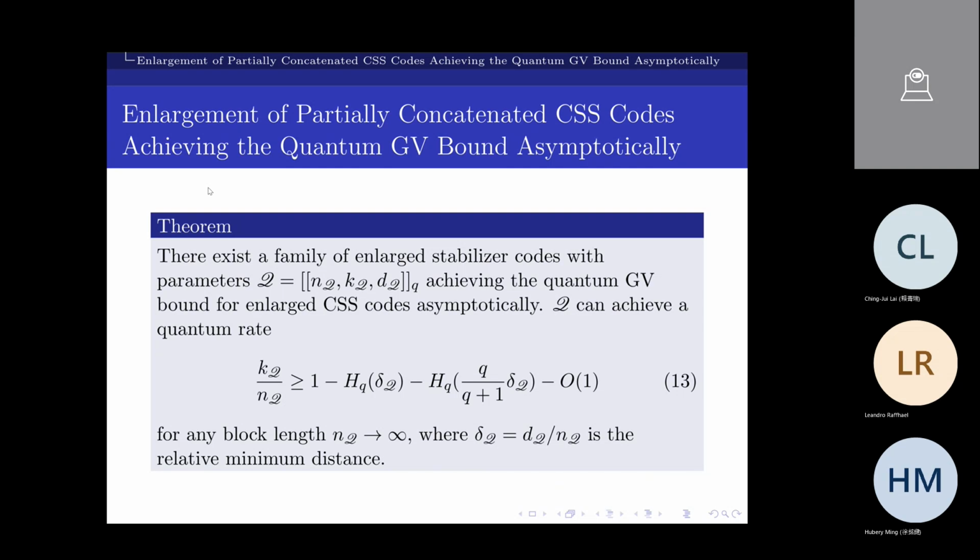Moreover, we gave an enlargement construction of a partially concatenated CSS code, which can achieve the quantum GV bound for Steane's enlargement construction of CSS codes. We can see that the GV bound for the enlargement of partially concatenated CSS codes gets improved by this factor.